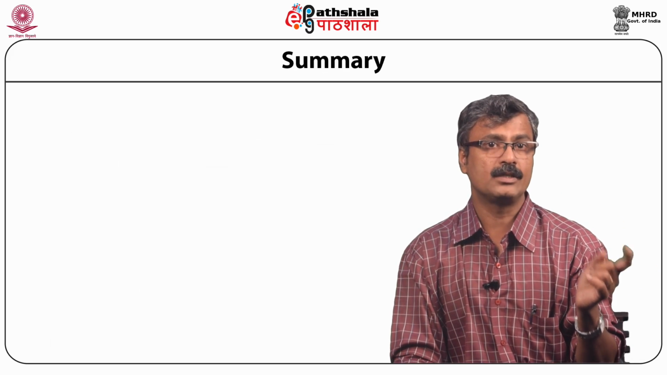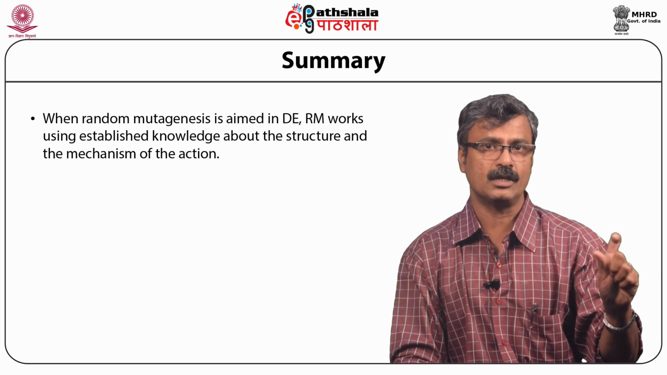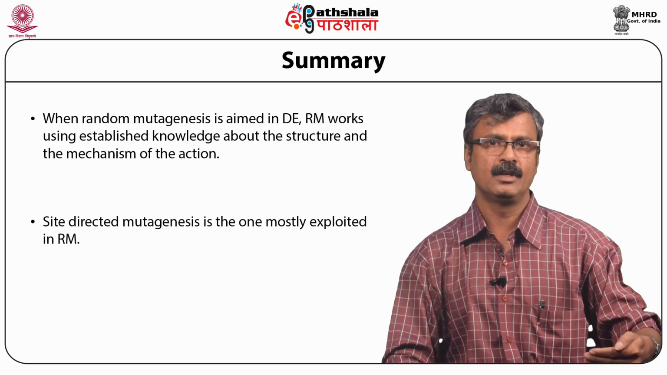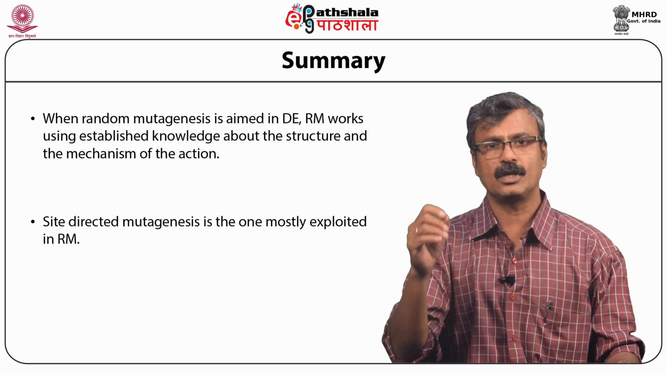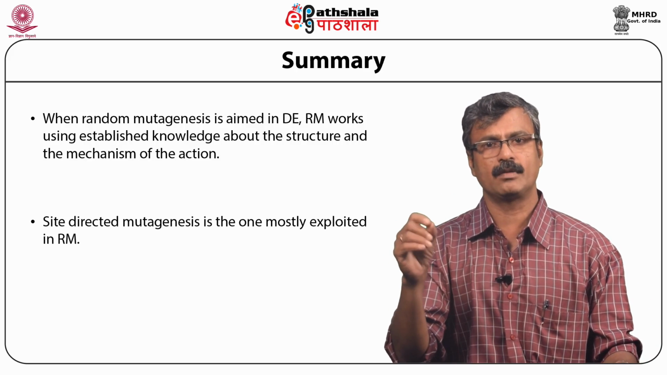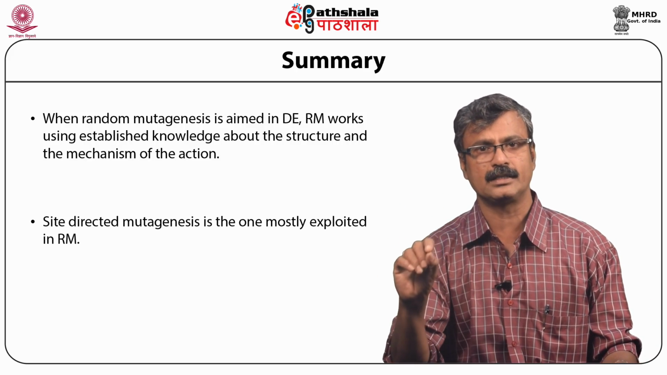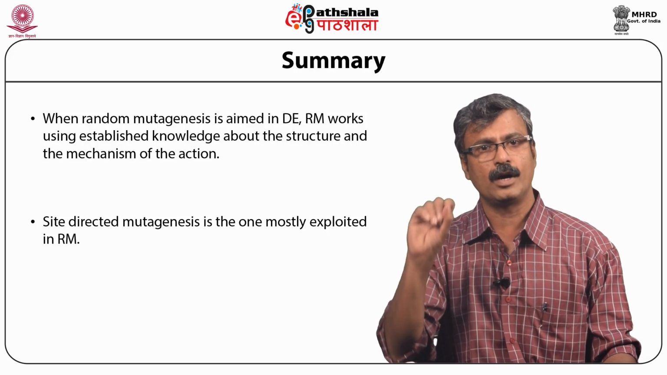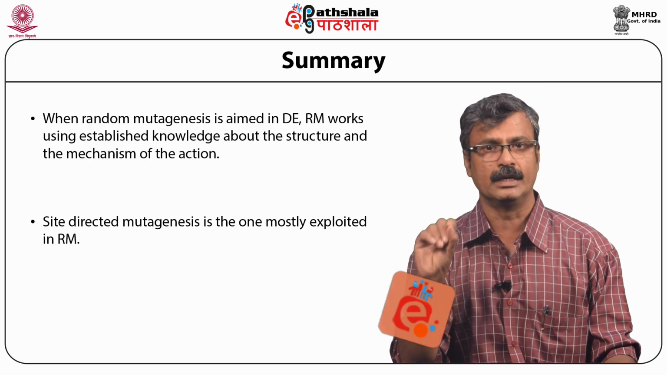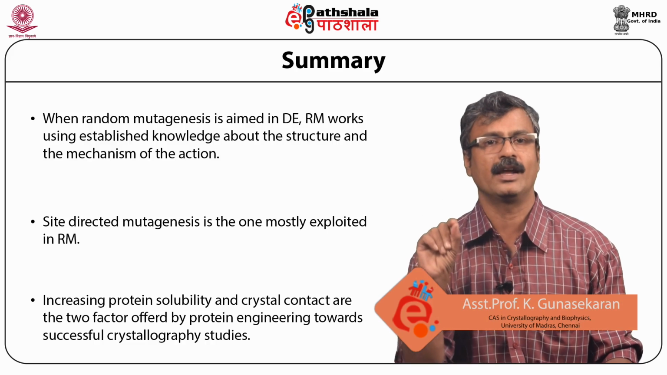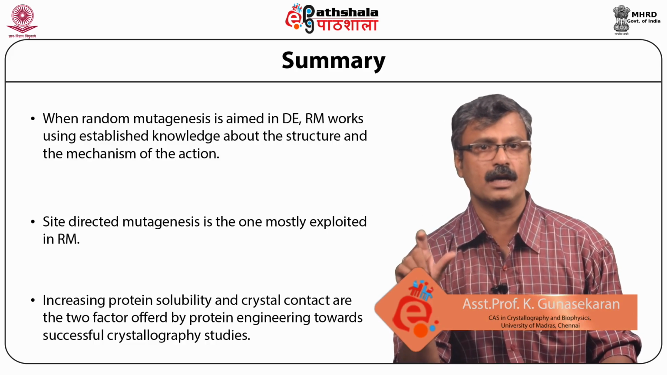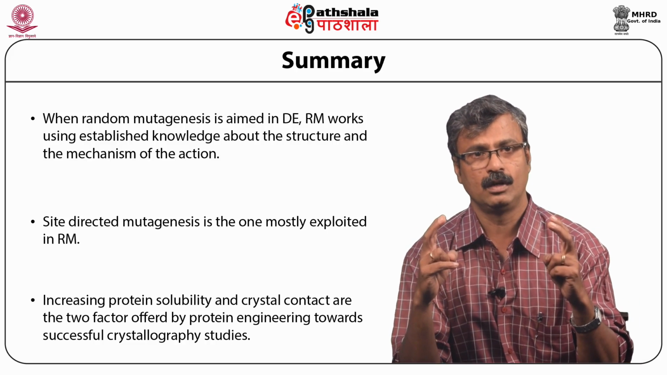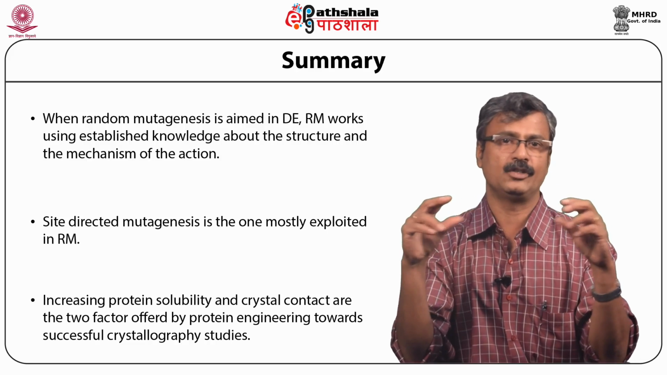Rational design works using established knowledge about the structure and function of the molecule. Directed evolution is random, whereas rational design is structure oriented. If we already know the structure and mechanism of the protein, we can directly target specific sites and do site-directed mutagenesis. We can alter the protein according to our need, increase its solubility, and make it crystallize. So successful crystallographic projects can be easily carried out by using an important strategy called protein engineering. Thank you.